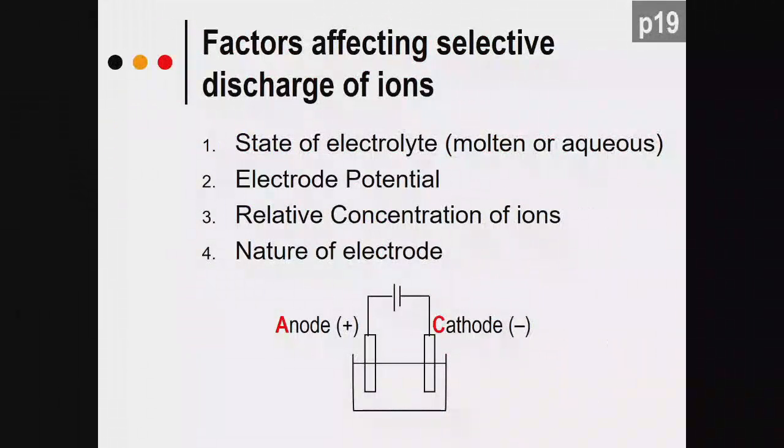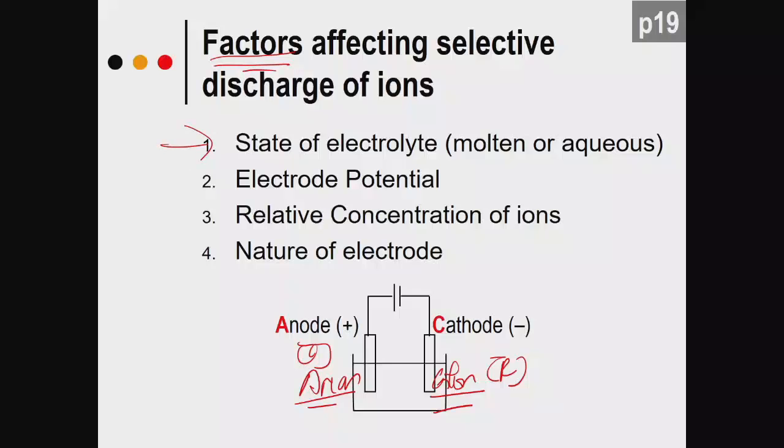Okay, so just now I said that cation will be attracted to the cathode, anion will be attracted to the anode. Now, if there is more than one type of cation, or more than one type of anion, how do I decide which cation will undergo reduction first, and which anion will undergo oxidation first? These are the factors that will help me decide: the state of the electrolyte, the electrode potential, the concentration of the ions, and the nature of the electrode.